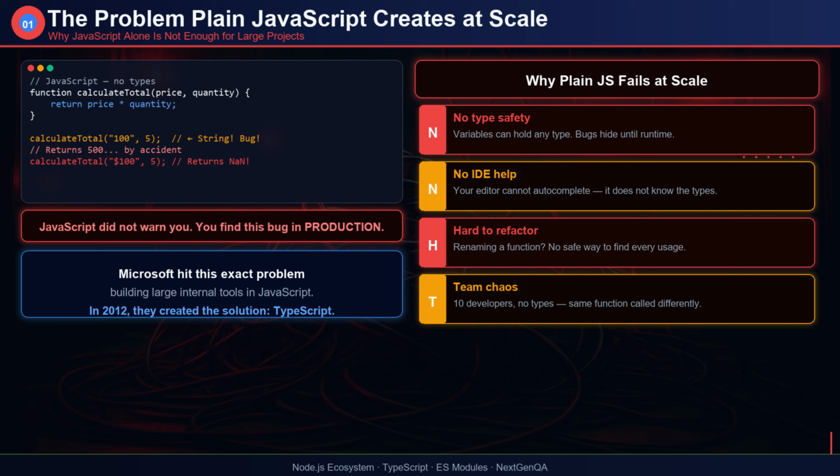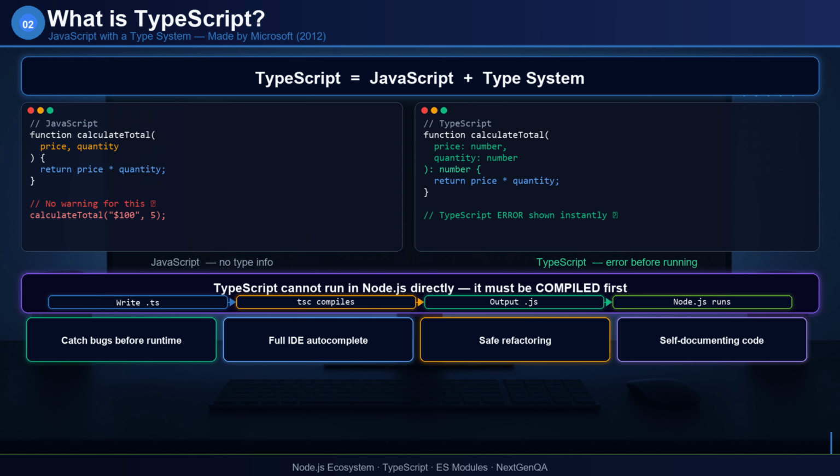Microsoft faced exactly this problem when building large internal tools. So in 2012, they created the solution. They called it TypeScript. What is TypeScript? TypeScript is JavaScript with a type system. That is the simplest way to say it.